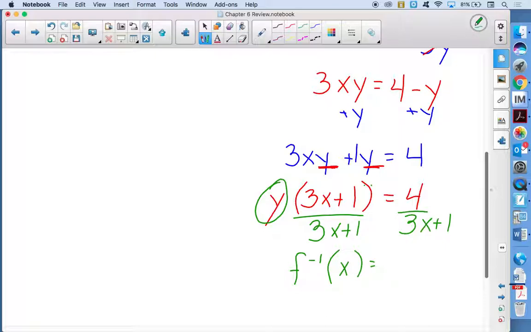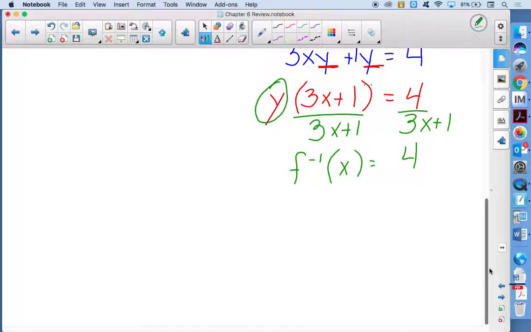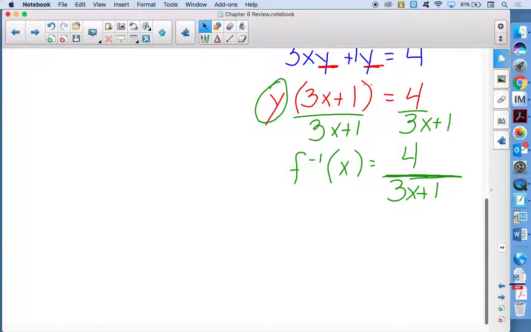Okay. Don't forget to write it in your inverse notation. Yes, I will take off if you don't have that inverse notation. On every homework problem that I've looked at, I've tried to circle it, to remind you to write the inverse notation. So your answer would be the inverse of f. Pretty sure this was the other. Yeah, this is f. And then you have 4 divided by 3x plus 1. Questions?